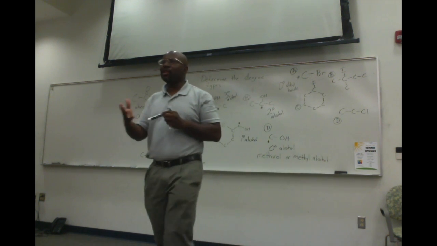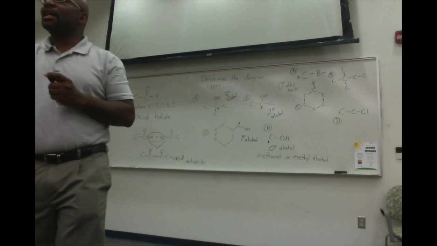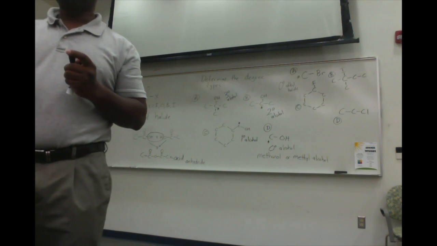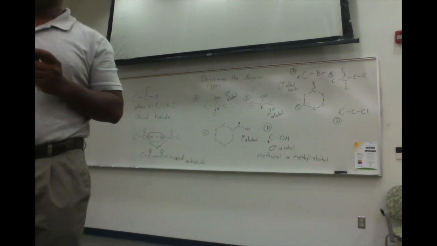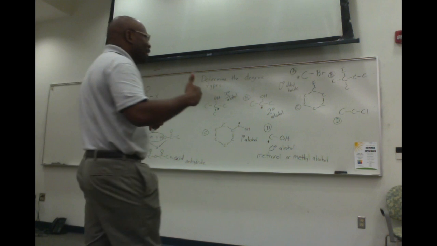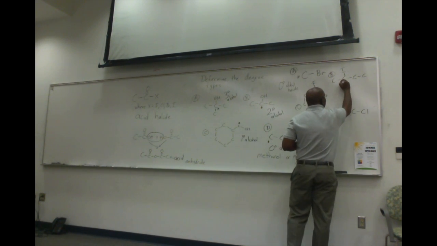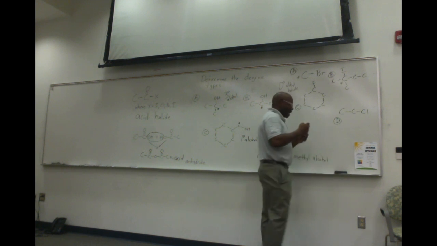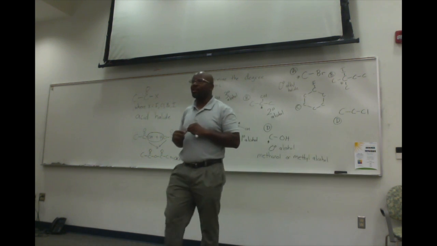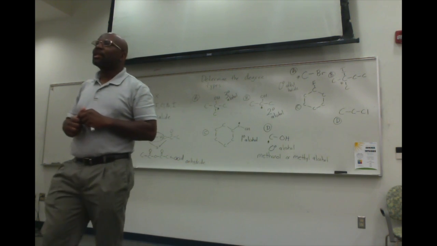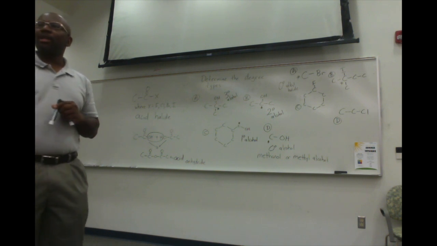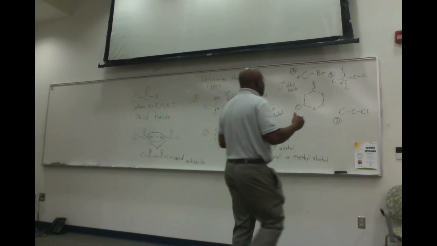For B, the first thing we're going to do is identify the halide. In this case, the halide is going to be iodine. Find the carbon the halide is directly attached to, which is this carbon atom. How many carbon atoms are directly attached to the starred carbon atom? That would be a 3 degree alkyl halide.